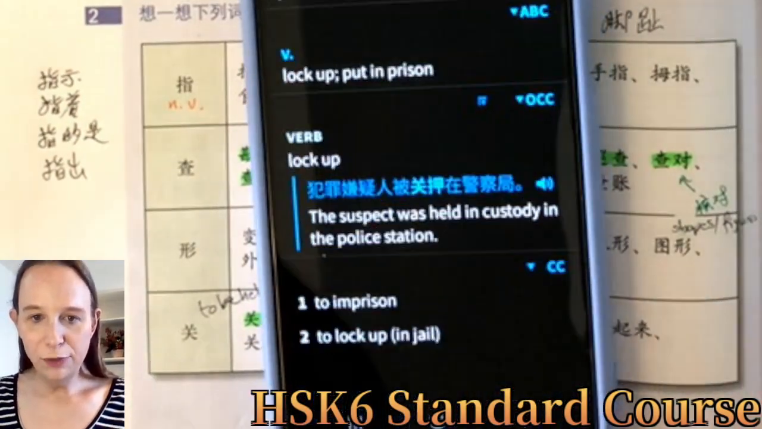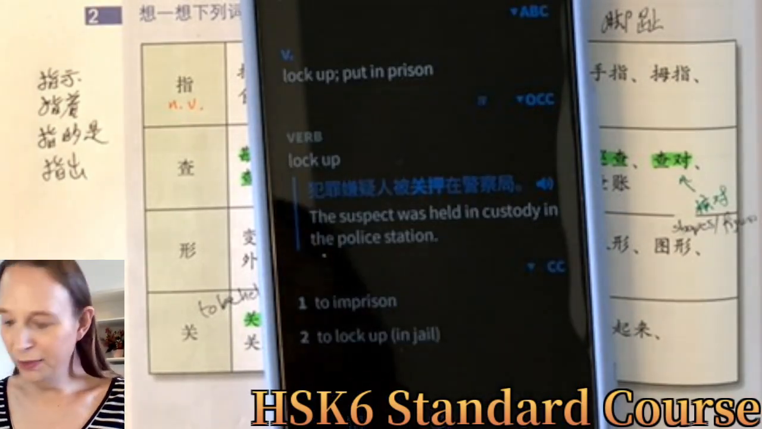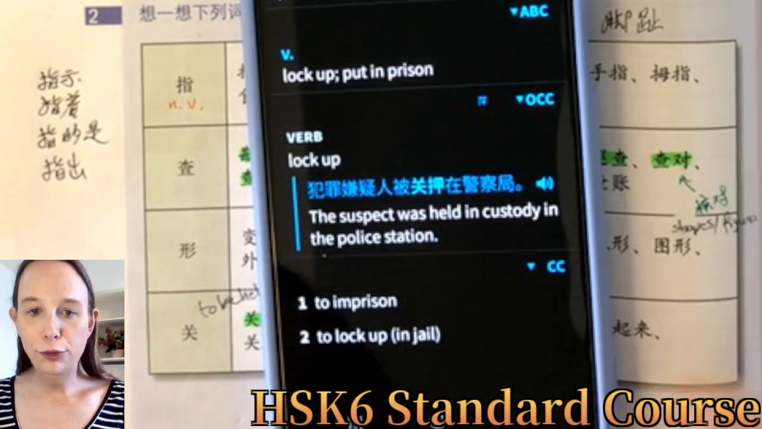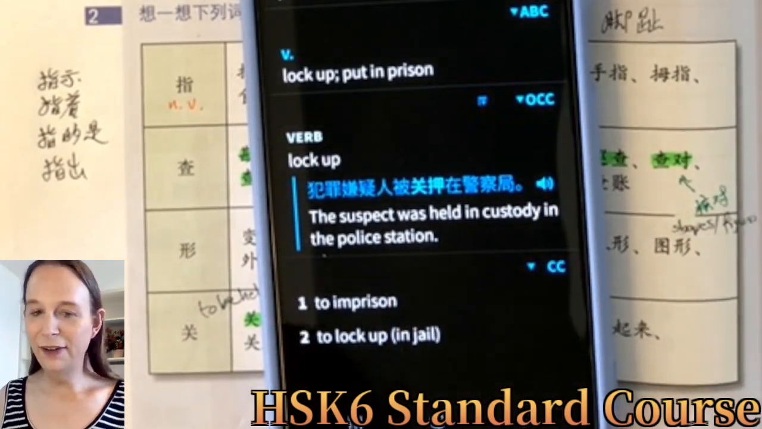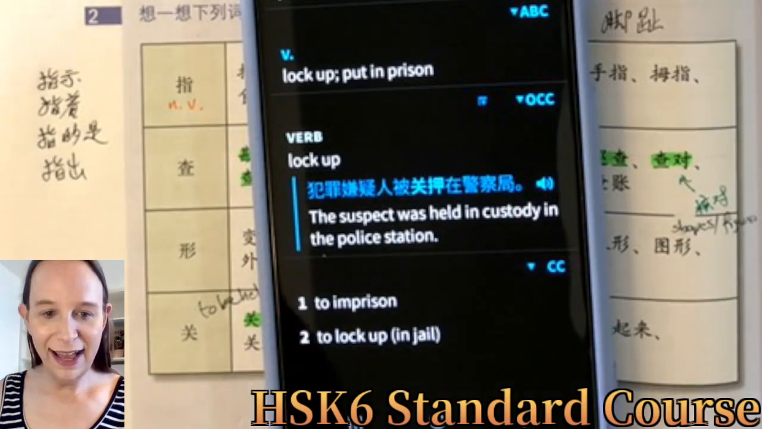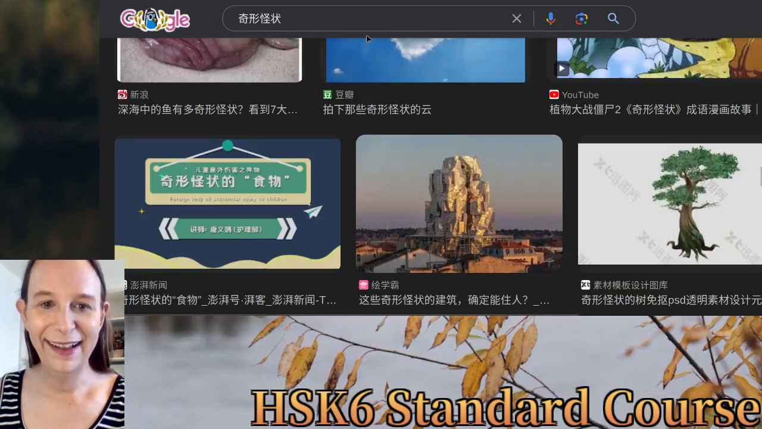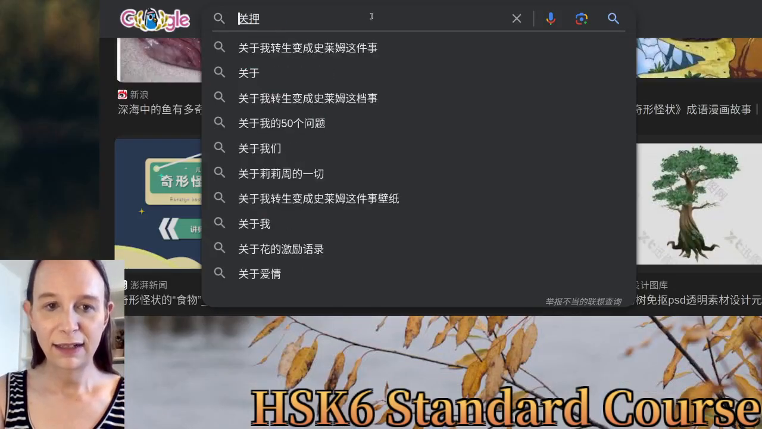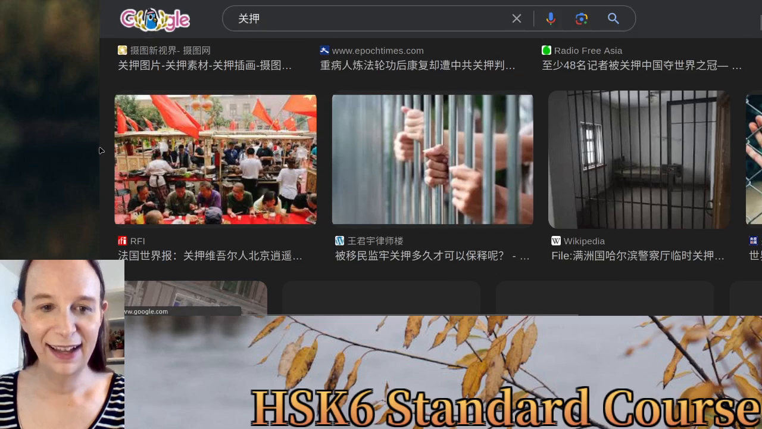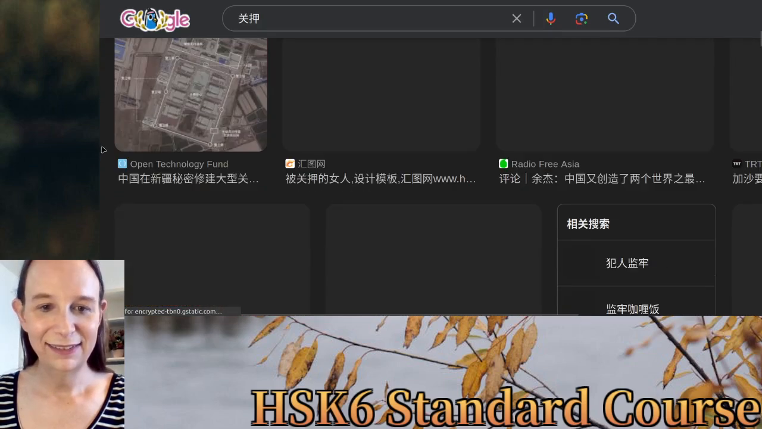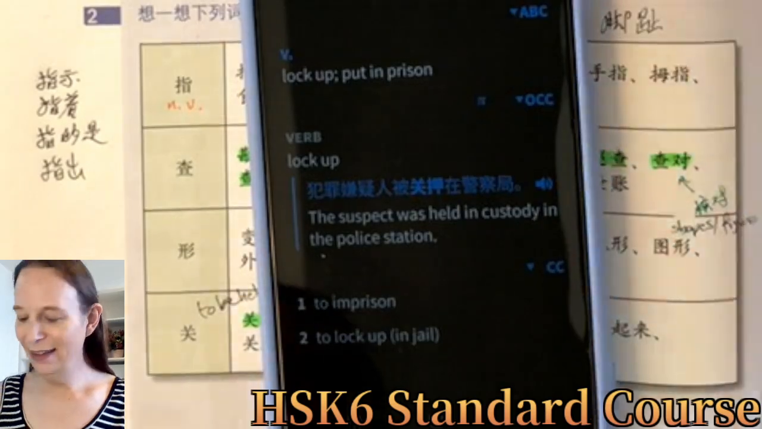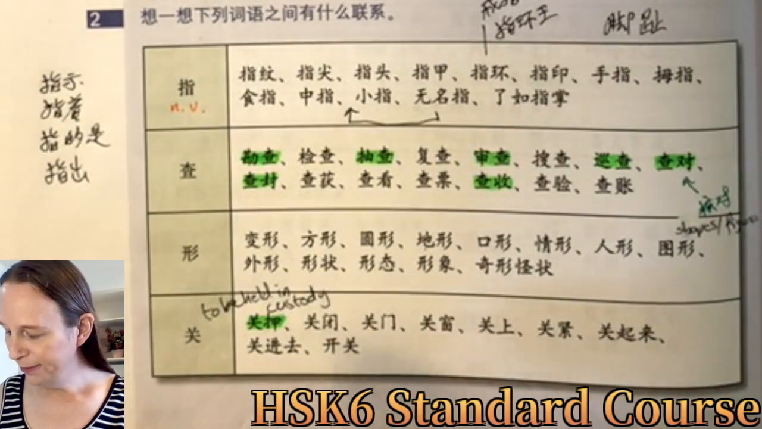Okay, 犯罪嫌疑人, so the criminal suspect, 被关押在警察局. All right, I did not know this one, but now I know. 关押, kind of just locked up. All right, 关押. You get the idea. 关押, presumably, normally this relates to the police.